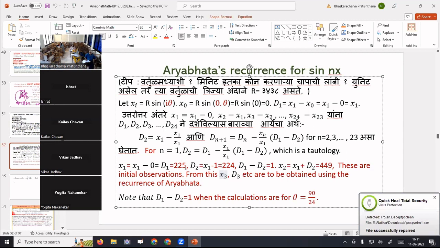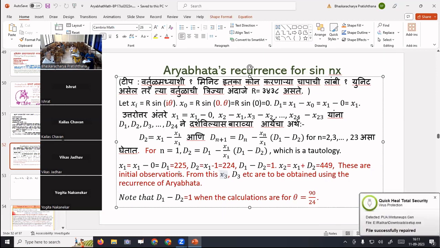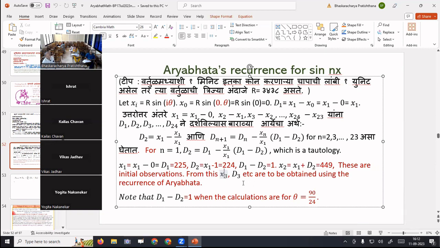So initial values are for sine of theta and sine of 2 theta. Actually these are for r sine. So r is radius, radius is 3438. So r sine theta, that is x1, and r sine 2 theta, that is x2, and d2 is x1 minus 1, that is, let me see, d2 is 224. And x2 is x1 plus d2, that is 449. X2 is 449. These are initial values.